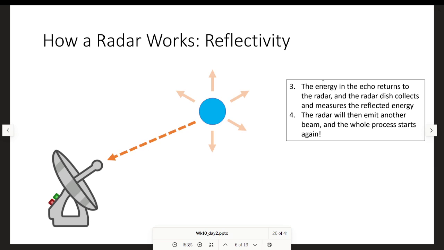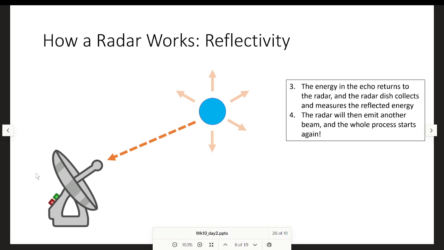The energy the echo returns to the radar is collected by the dish, and it measures how much energy there is and how far away it is. And then it will emit another beam, and the process starts over.